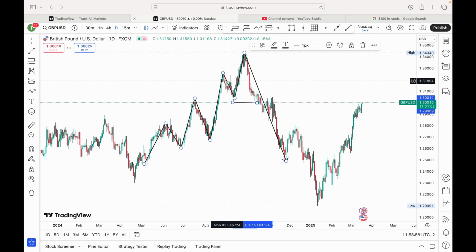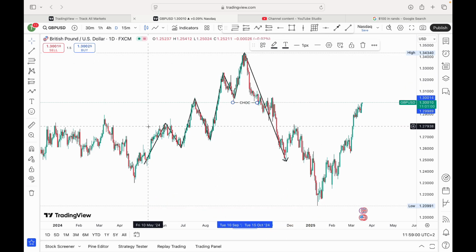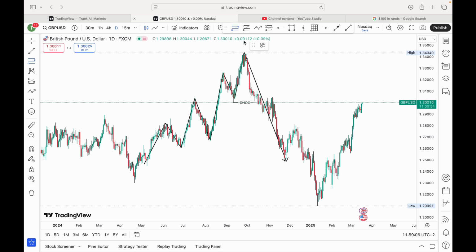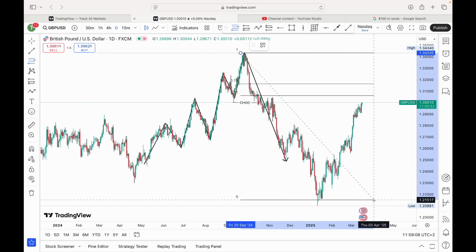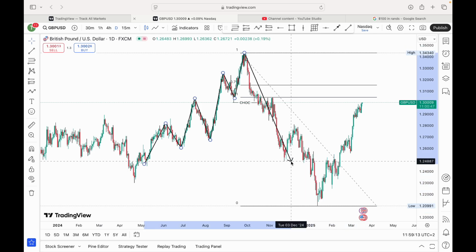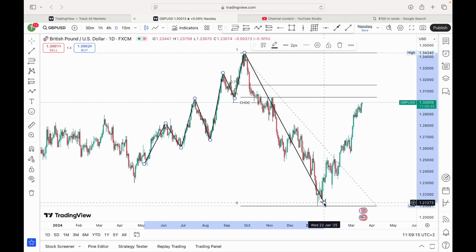Other than that, we have been consistently breaking structures, just that I'm lazy now to draw my break of structures right here. We had a change of character right here. So from here, I dragged my fib from where the impulse started to where it ended, right here. And then from there, on my side, I'd considered this as one leg because this one wasn't respected.